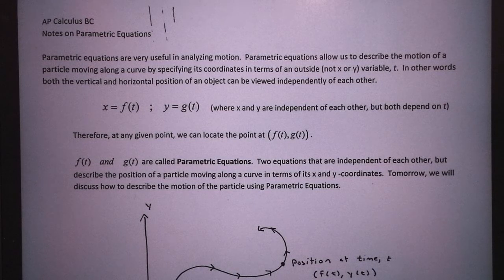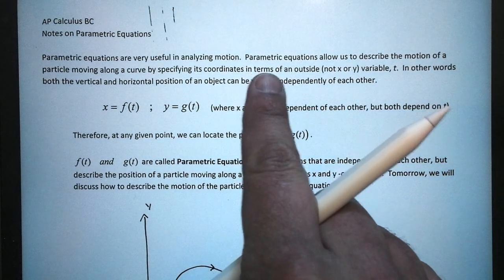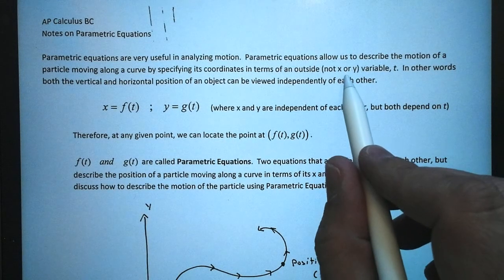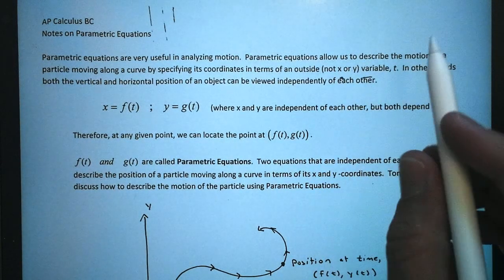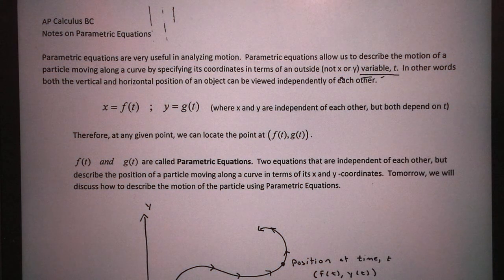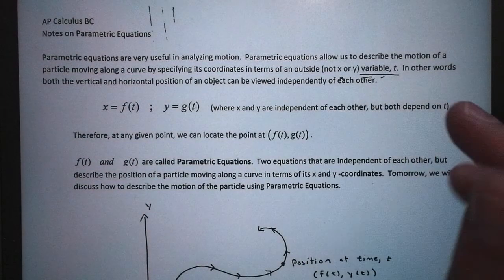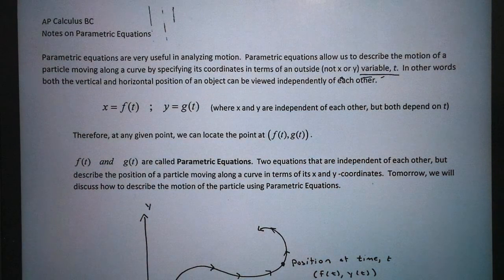They allow us to describe the motion of a particle in terms of an outside variable. In other words, not using x or y, but in most cases we use the variable t, and that is what we call a parameter. We can represent both the vertical and horizontal position of an object or particle independently from each other.